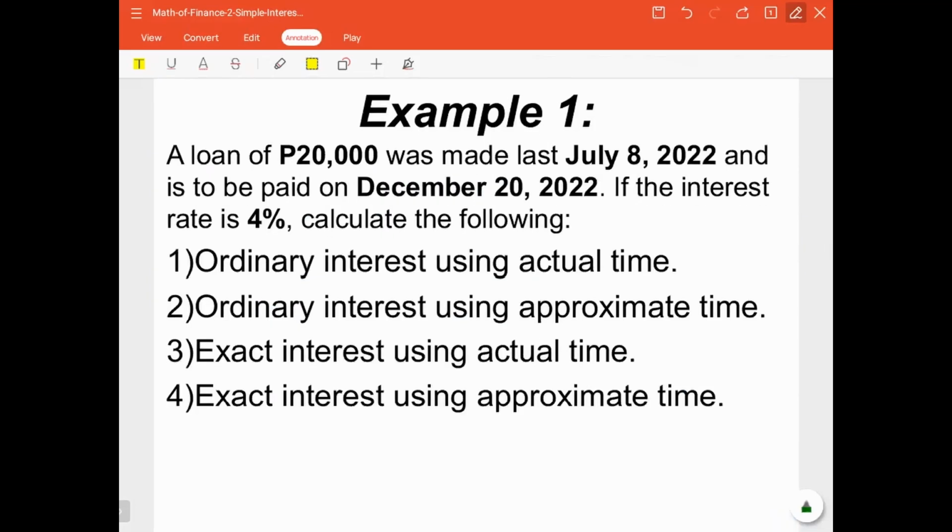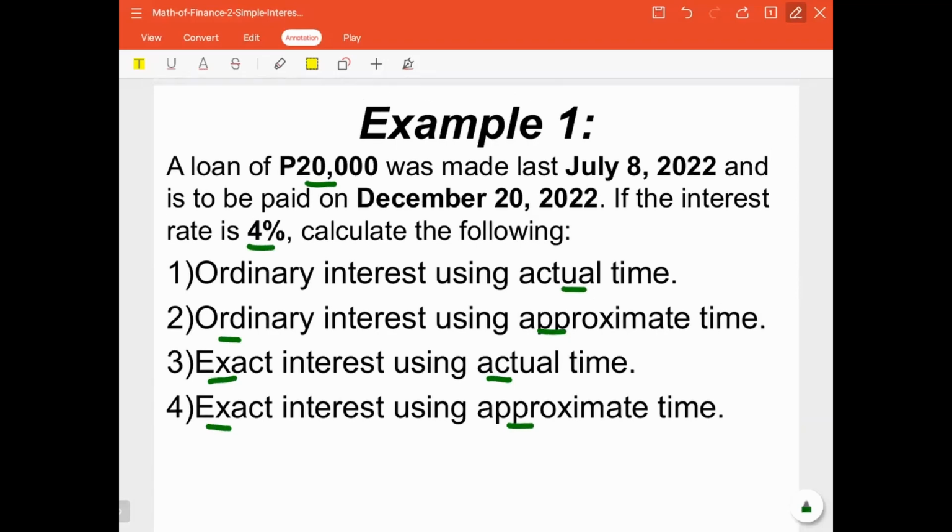Now, let's have some examples. Suppose a loan of 20,000 pesos was made last July 8, 2022 and is to be paid on December 20, 2022. If the interest rate is 4%, calculate the following: ordinary interest using actual time, ordinary interest using approximate time, exact interest using actual time, and exact interest using approximate time.